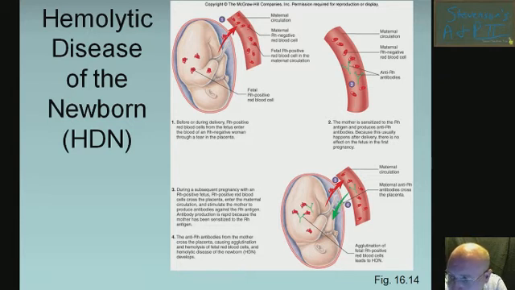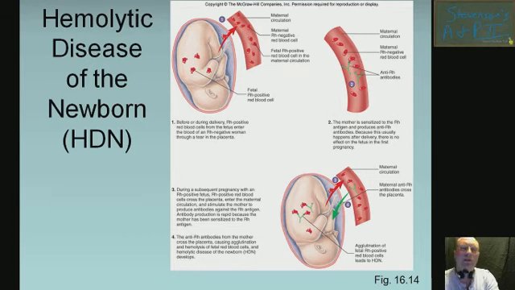So before or during delivery, the Rh positive red blood cells from the fetus enter the blood of the Rh negative woman through a tear in the placenta. Okay, and then we get to number 2. After this happens, usually after delivery, the mother is sensitized to the Rh antigens and produces anti-Rh antibodies. There is no effect on the fetus in the first pregnancy.